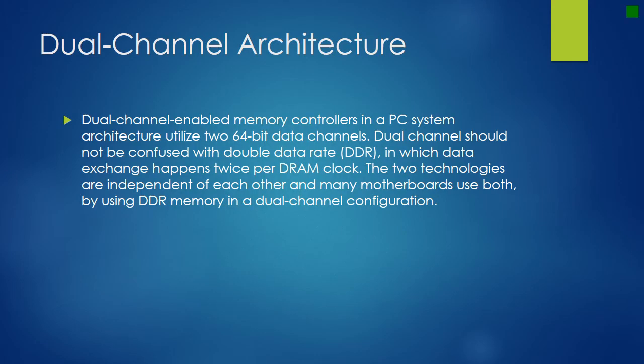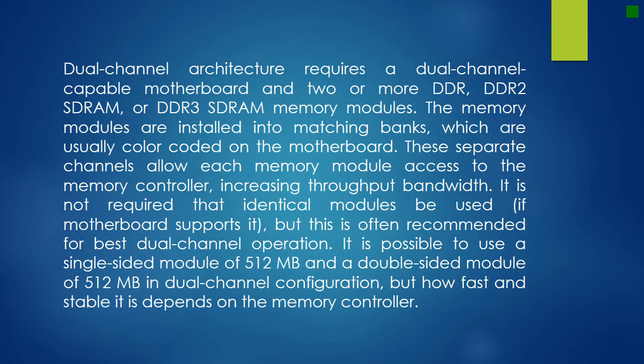A dual channel architecture. For dual channel enabled memory controllers in a PC system architecture, it utilizes two 64-bit data channels. Dual channel should not be confused with double data rate, or DDR, in which data exchange happens twice per DRAM clock. The two technologies are independent of each other, and many motherboards use both by using DDR memory in a dual channel configuration. A dual channel architecture requires a dual channel capable motherboard and two or more DDR, DDR2, or SDRAM memory modules.